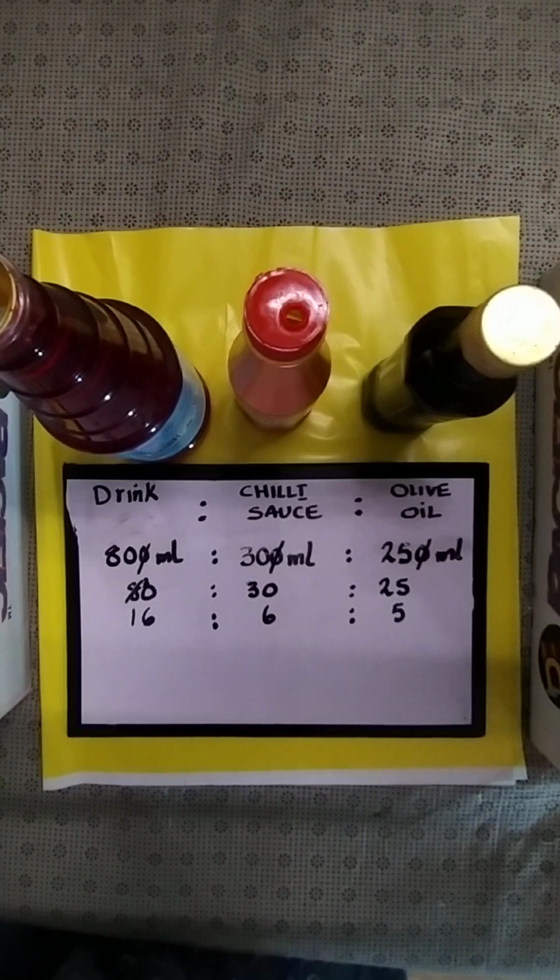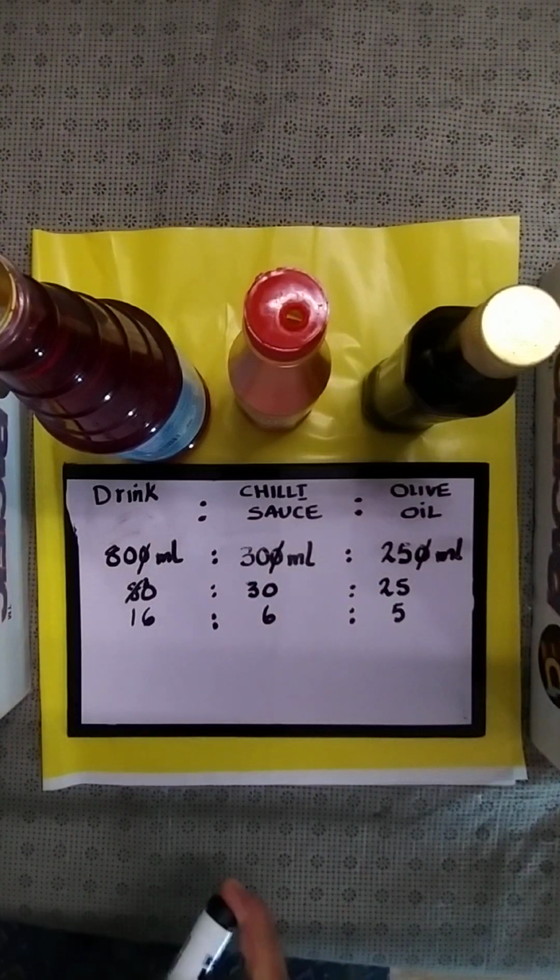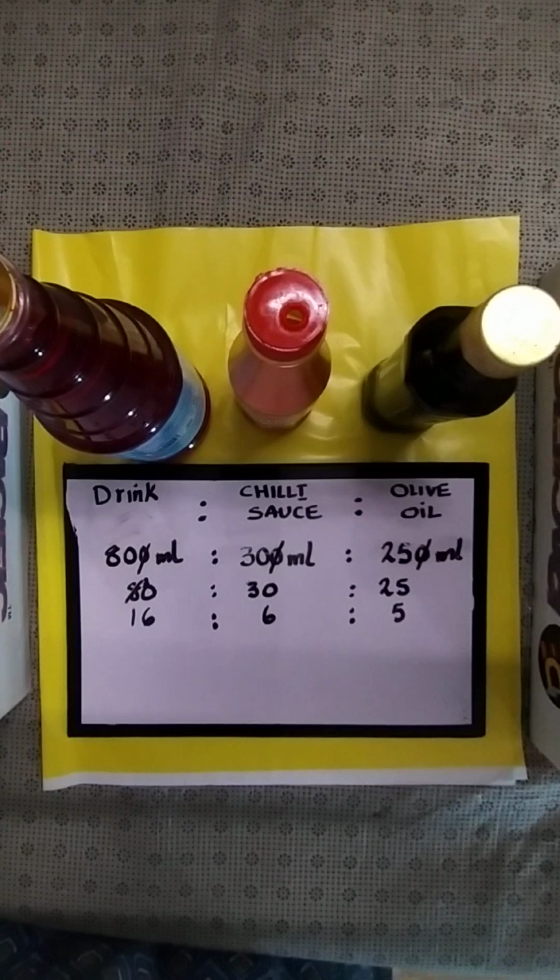So what do you think is the bigger figure here? Of course, the drink. The drink is 800 ml. So when you brought it to the simplest form, we still see the drink to be 16. Chili sauce was more than your olive oil, so it's 6. And when you see the olive oil, you see the figure 5. So olive oil was lesser, the least in quantity, whereas the most that you see here is your drink. So this is how we do ratios.